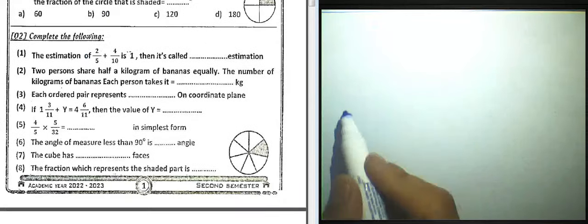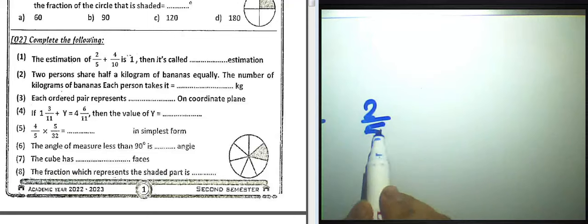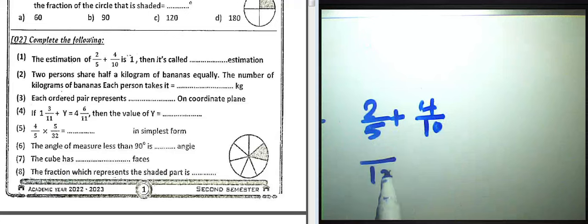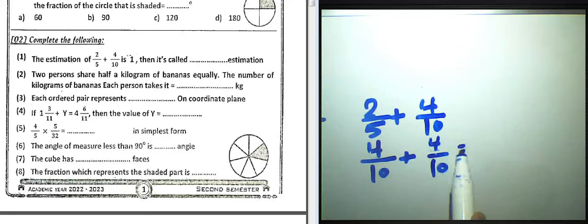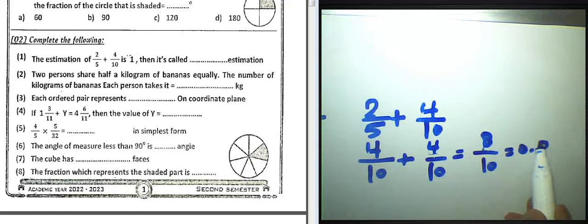Question number 1 of the complete questions: the estimation. First, you can find the actual number of 2 over 5 plus 4 over 10. The least common multiple between them equals 10. 10 divided by 5 equals 2. 2 times 2 equals 4, and write 4 here. 4 plus 4 equals 8. 8 over 10 will be 0.8.